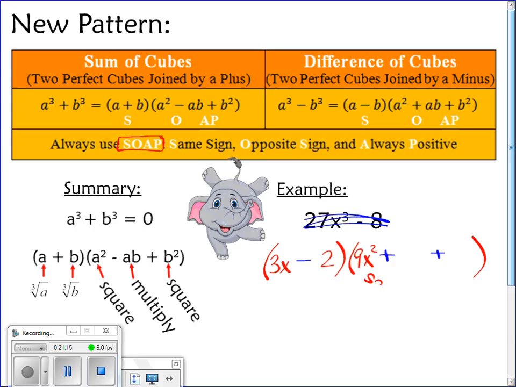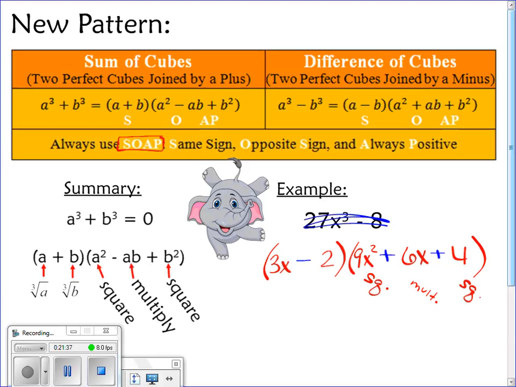So we squared. That's where this one came from. And then you multiply these together. Don't worry about the sign because I already filled them in. So just 6x. And then the last one, square again, we square this one. 2 squared is 4. That's factored.